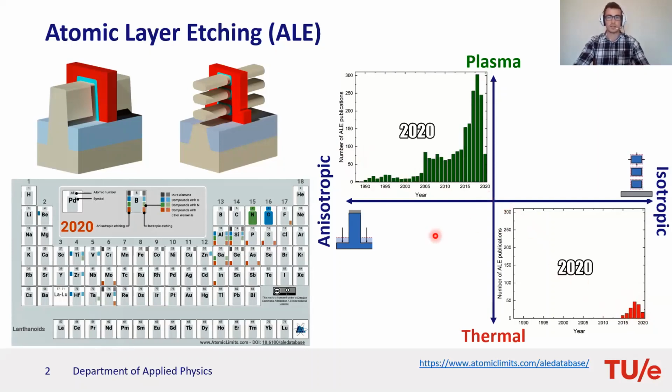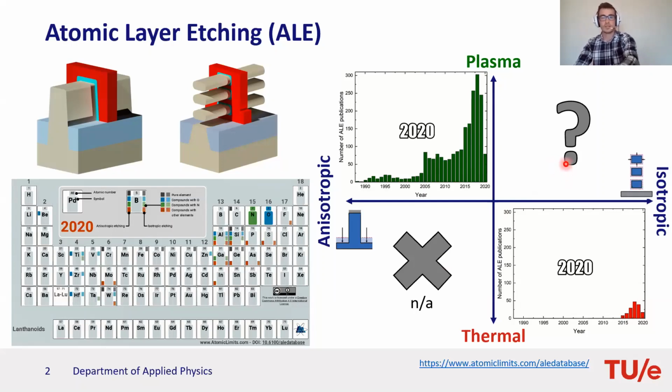And some of you may be asking, what about this region in the bottom left here and this region in the top right? So this bottom left region of anisotropic thermal ALE, we don't think will be particularly feasible, as thermal reactants tend not to be directional. This therefore just leaves us with plasma isotropic ALE as a possible avenue to research.